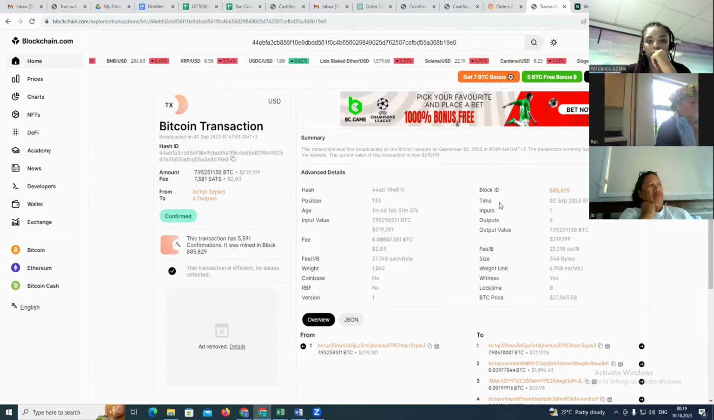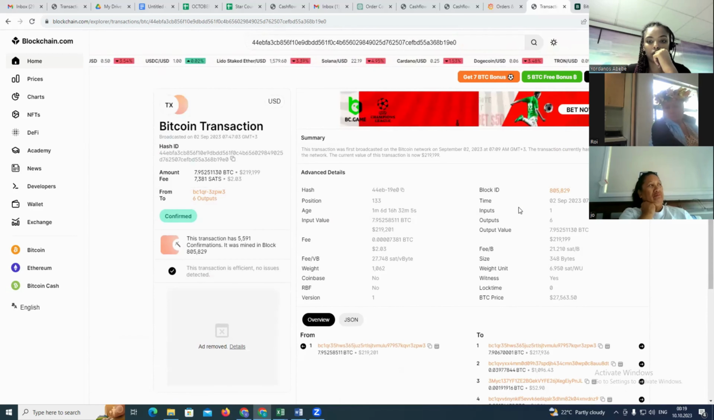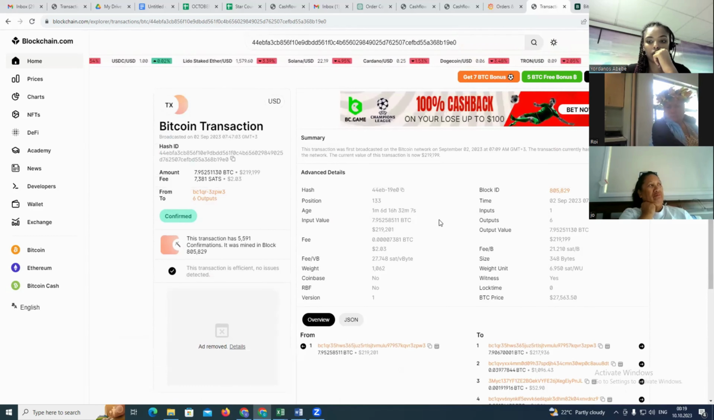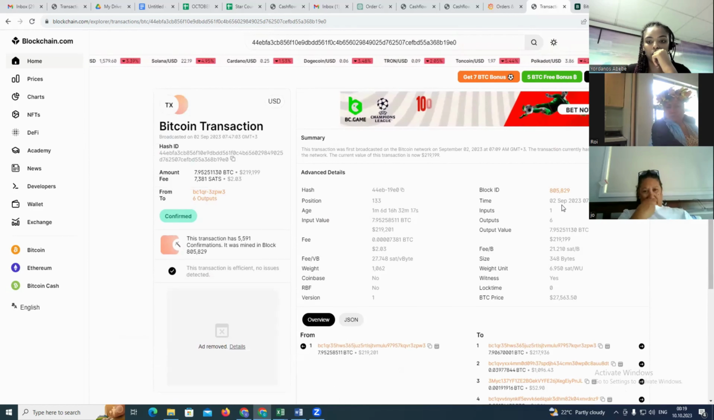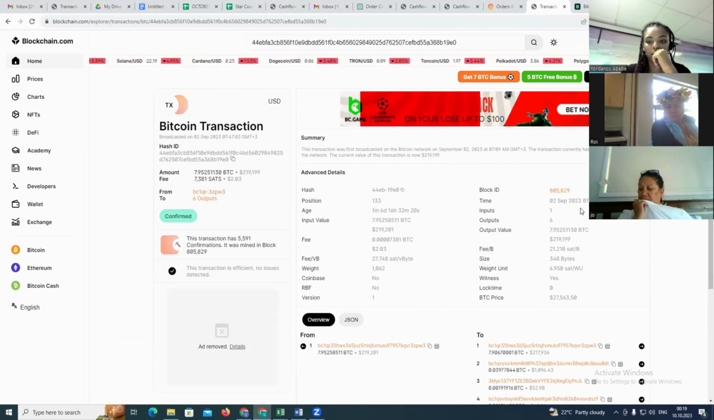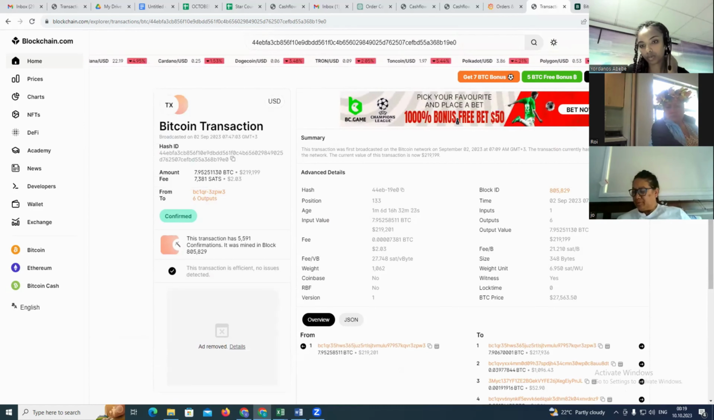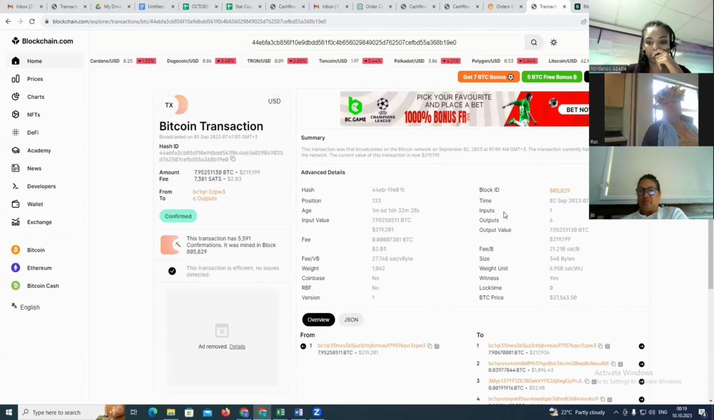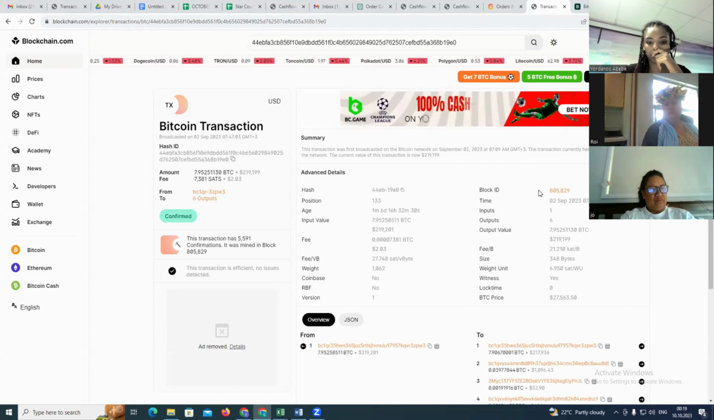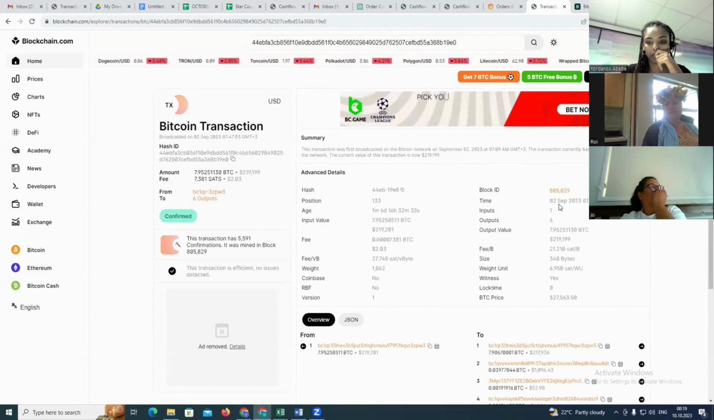So as I said before, if we want to check the date when the transaction was made, at the top right here you can see the block ID, the time, the input value, and I said something about the real timestamp. So you can see this fund was made on the 2nd of September 2023, 7:47 p.m. This is the block ID, and this is the date, 2nd of September.